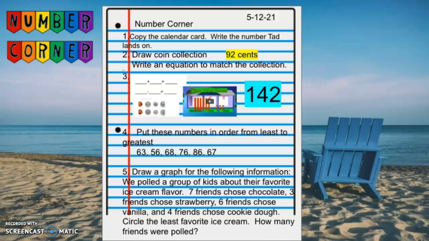Circle the least favorite ice cream flavor. Press pause if you need more time to do that. How many friends were polled? How many kids were polled for this data? Press pause if you need more time.